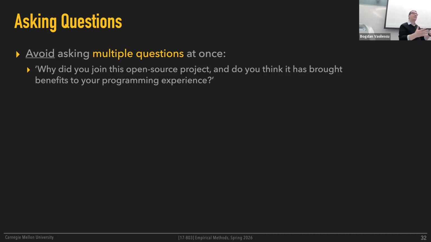This is a bad way to phrase these questions because an interviewee may choose to respond to any subset of the questions in your multi-question question. You probably want to get answers to all of them. They might choose to focus on one aspect and not on the others if you do it this way.